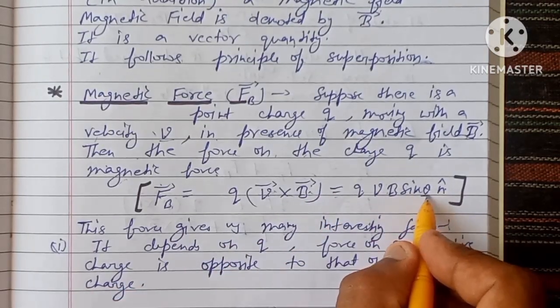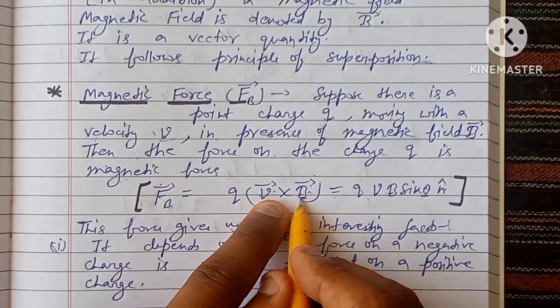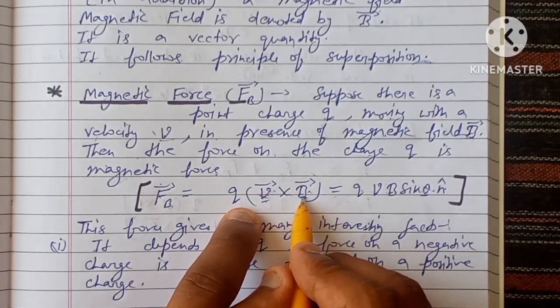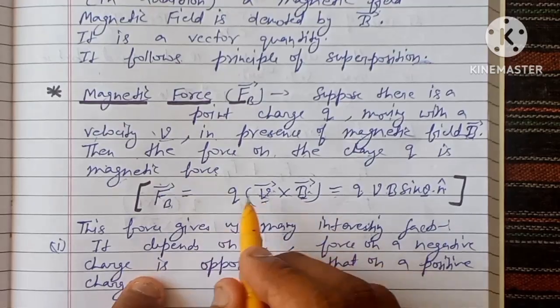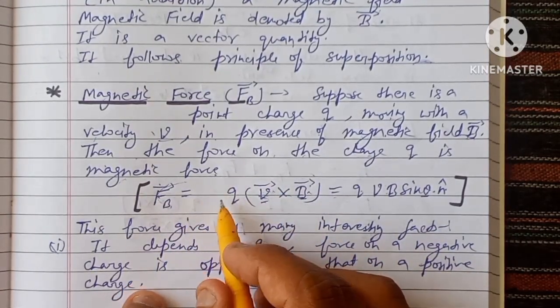Here theta is the angle between v and B. V means the velocity of the charge and B means the magnetic field. So this amount of force is exerted by the magnetic field on a moving charge.